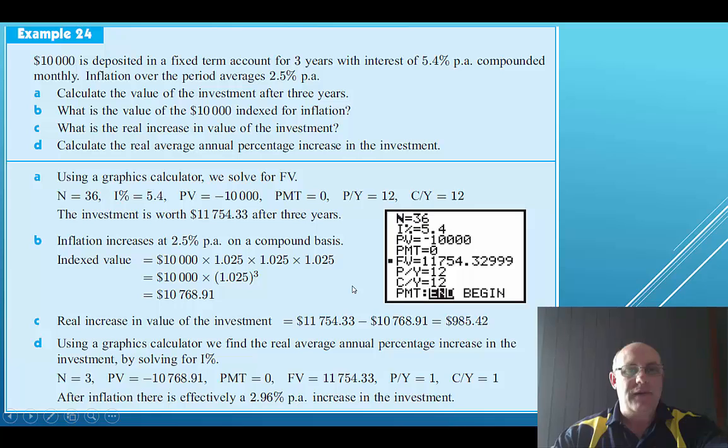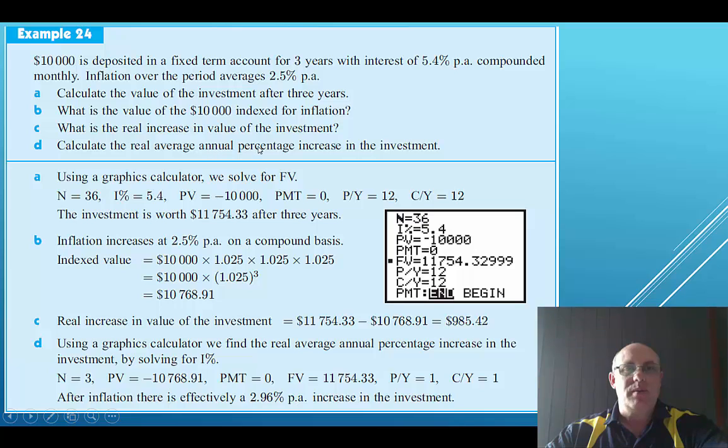Then we have to take the effects of inflation. Inflation is at 2.5% for the 3 years. So technically, $10,000 buys the same as $768.91 in 3 years' time. So the real increase in your investment over 3 years is really only $985.42.